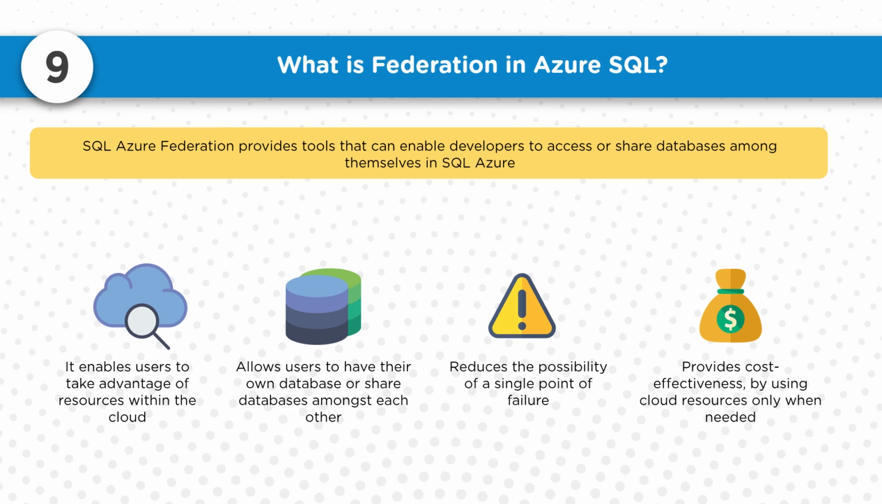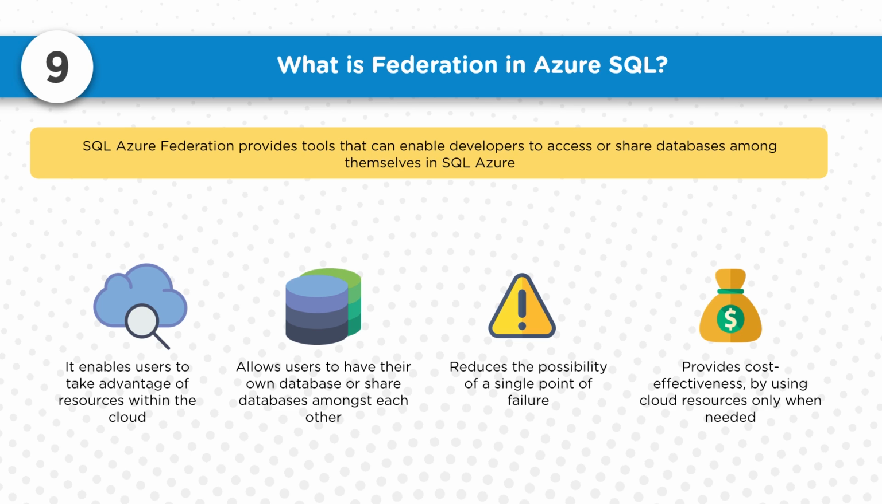So the way we scale out the SQL database is by sharding the database. So sharding actually enables users to take advantage of the resources in the cloud. Not only that, it allows users to have their own database or a shared database amongst each other. Because we're creating a highly available database, because we're having shards in a database, it actually reduces the possibility of a single point of failure for our database.